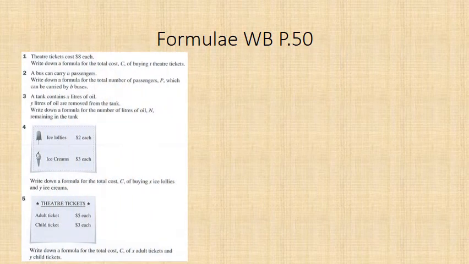These are the questions. Question 1, he's saying a theater ticket costs $8 each. Write down a formula for the total cost C of buying theater tickets. So it's very easy and very simple. If I bought one ticket, it's going to be 8 times 1, which equals $8. If I bought two tickets, it's going to be 8 times 2, which is 16. If I bought T tickets, it's going to be 8 times T, which equals 80. So the cost equals 80.